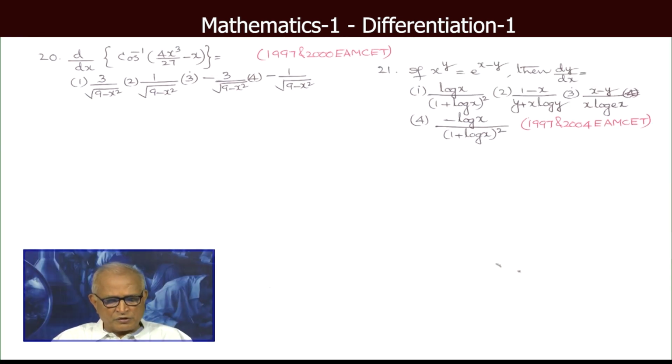This is almost similar to the previous question once we tried on transformations. It was given in EAPCET 97 and 2000, in both years the same question. Derivative of r cosine of 4x cube by 27 minus x.